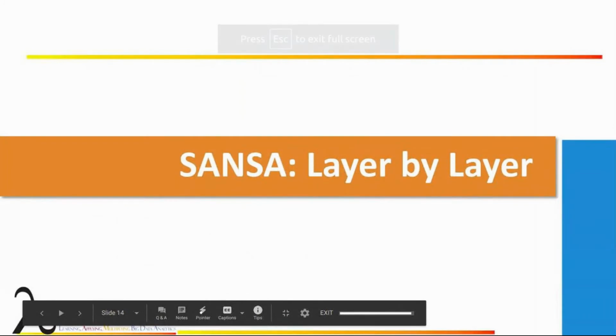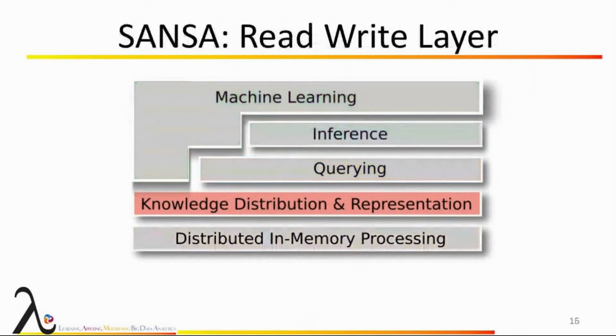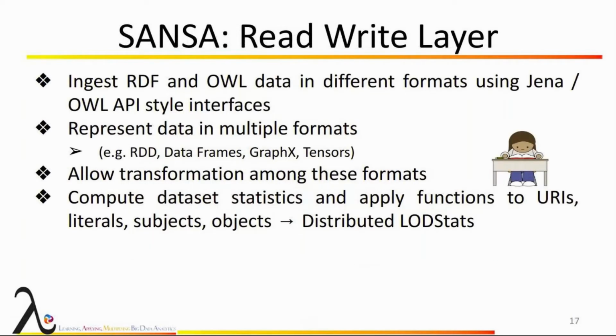So now we go through SANSA layer by layer, and the first is the knowledge distribution and representation layer. This is covered by Tamio.